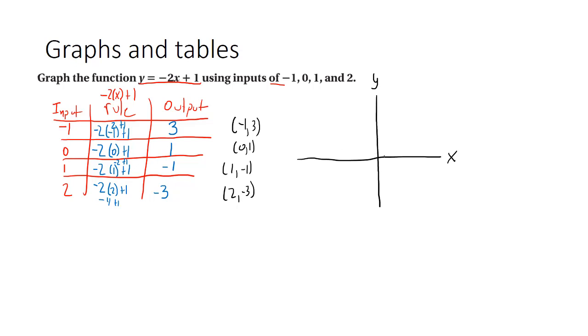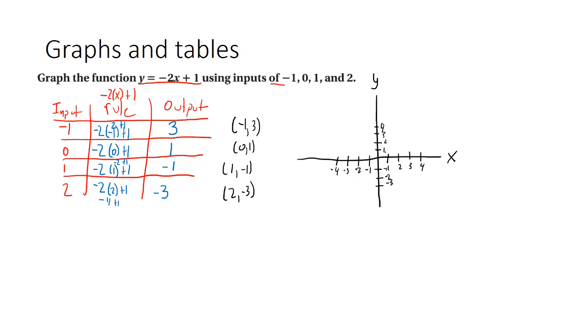And 1, 2, 3, 4, negative 1, negative 2, negative 3, negative 4. Negative 4, negative 3, negative 2, negative 1. Negative 1, negative 2, negative 3, and 1, 2, 3, 4.